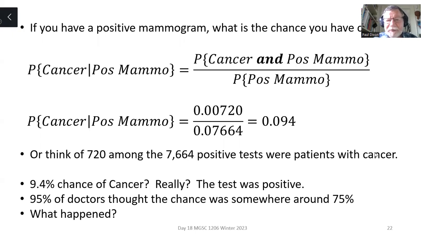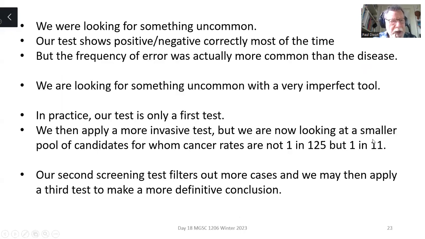They said, well, 7,664 positive tests happened, but only 720 of them had cancer. And so about 9% of those with a positive test really had cancer. Not 75%, 9%. Ooh, what happened? Okay, this is very strange.